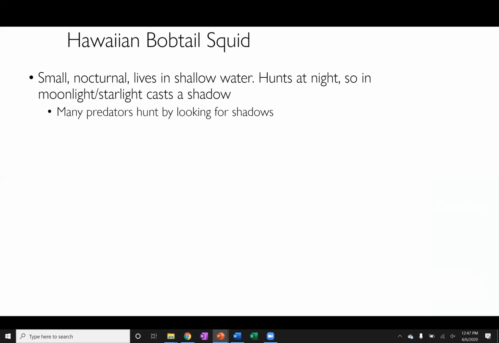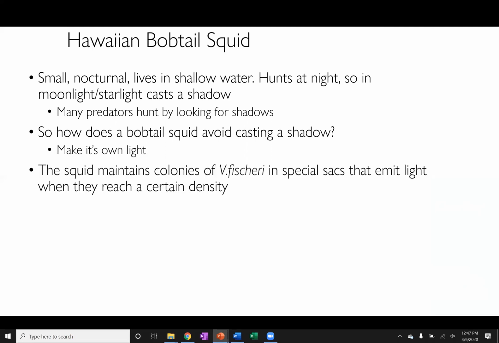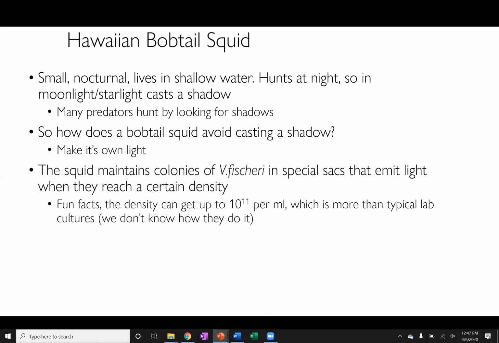And so how does the bobtail squid avoid casting a shadow? Well, it does this by making its own light. What this squid does is it maintains colonies of Vibrio fischeri in special sacs that emit light when they reach a high enough cell density. It's kind of interesting. The density of Vibrio fischeri inside a bobtail squid can reach up to 10 to the 11 per milliliter, which is more than a typical lab culture.